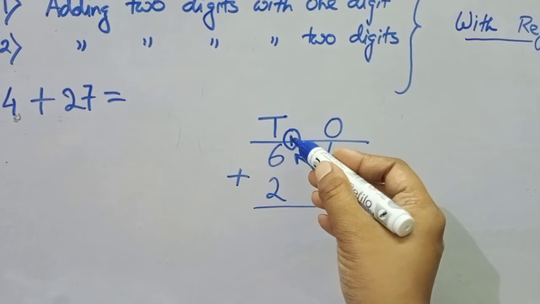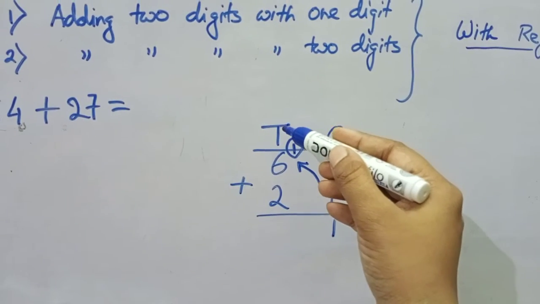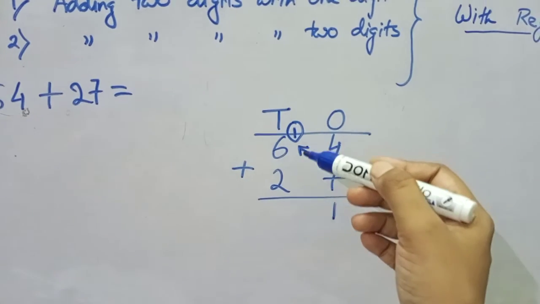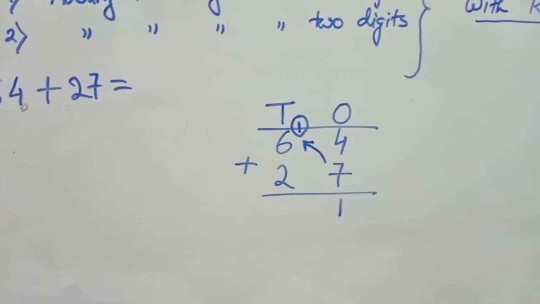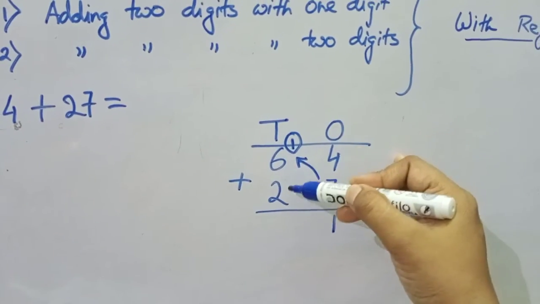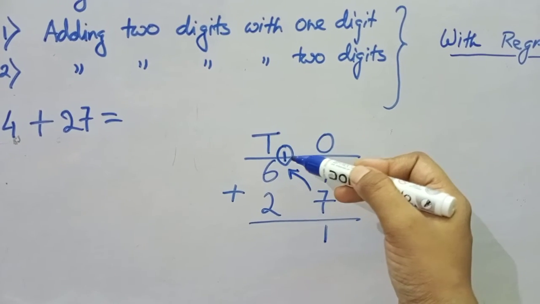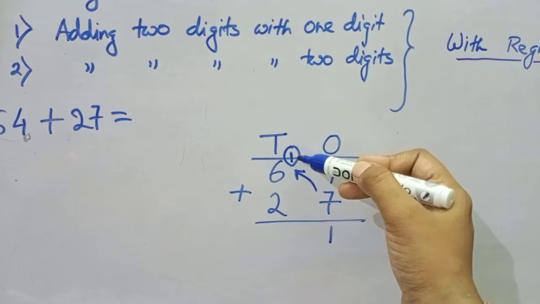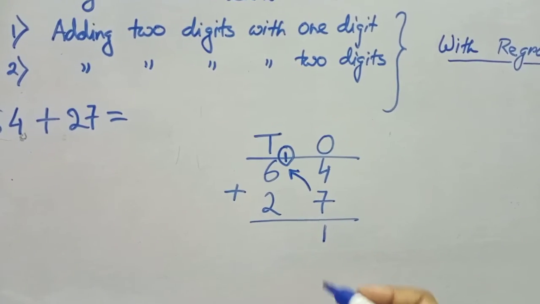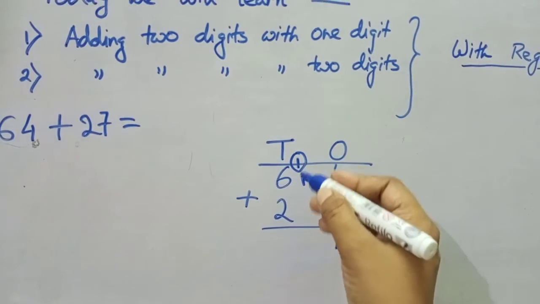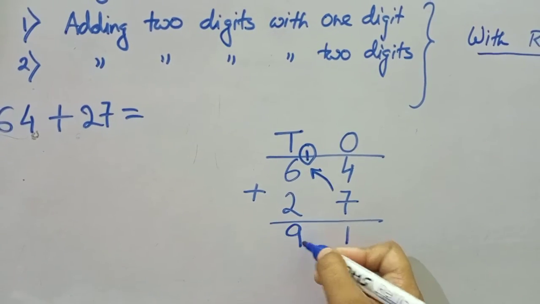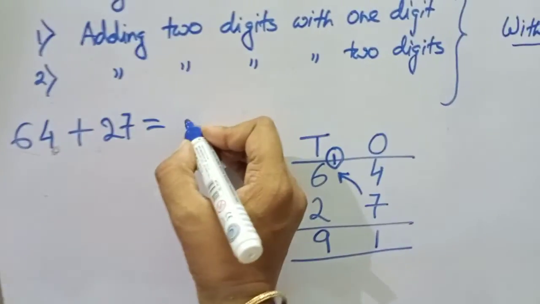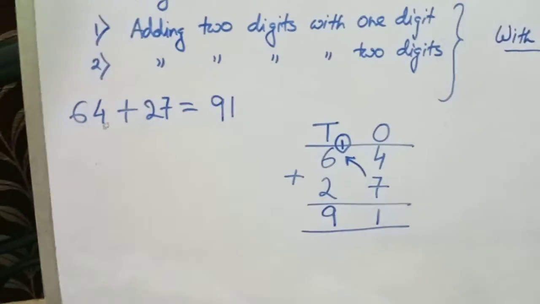Let us write it in this way. This carryover 1. Now under the tens place we have two addends. Earlier we used to have only one addend. Now we have two digits. So 6 plus 2 plus 1. So this is how we have to do it. 6, 7, 8, plus 1, 9. So our result, our sum, is 91. We write it here, 91.